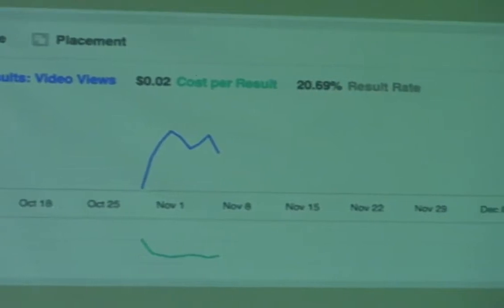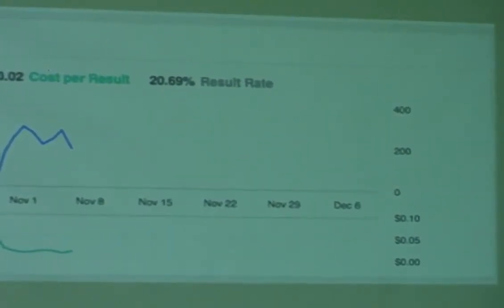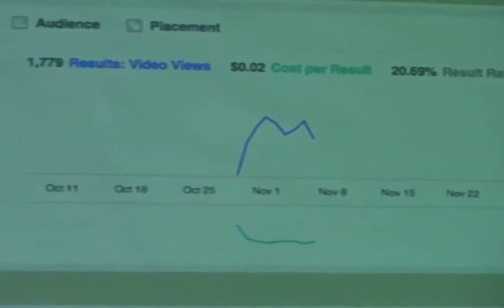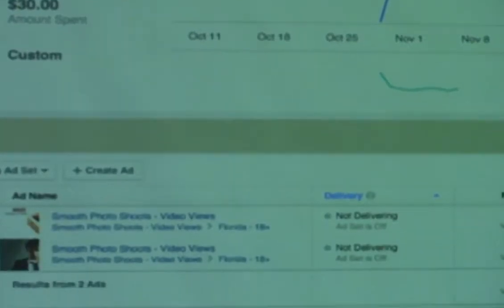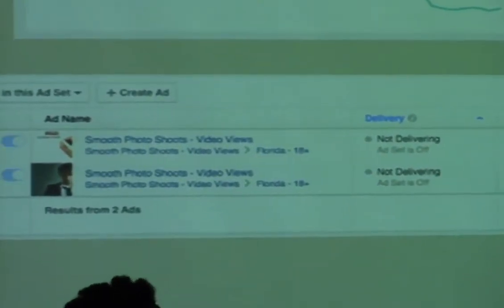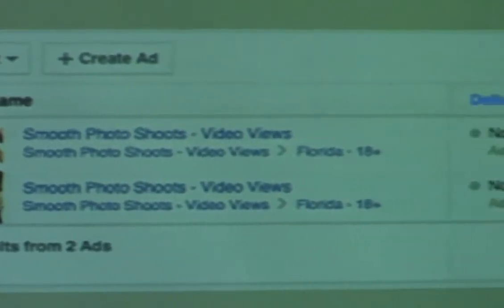And this is for a business that is local to Orlando, Florida, that specializes only in photography workshops for brand new photographers, not established photographers, not people who are making all of their money in photography. So very specified group of people. And we were able to target those people.